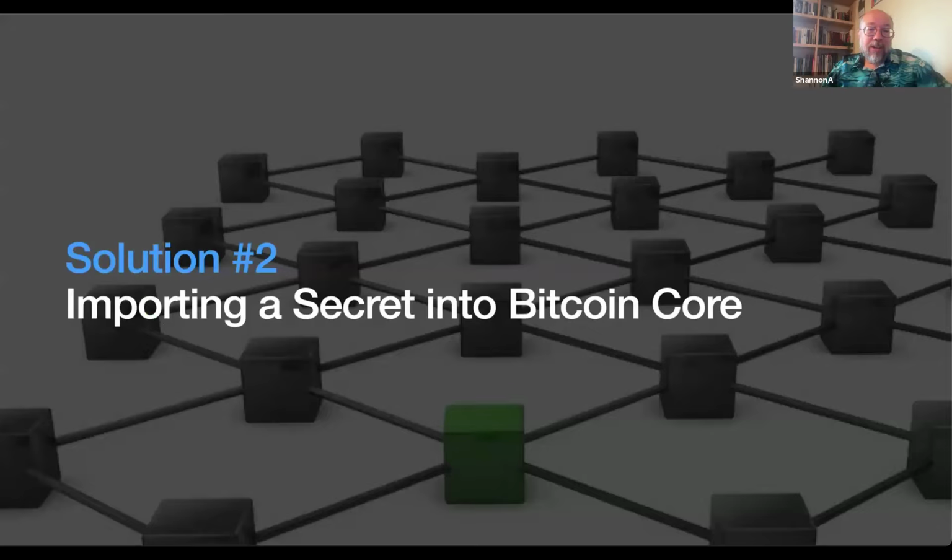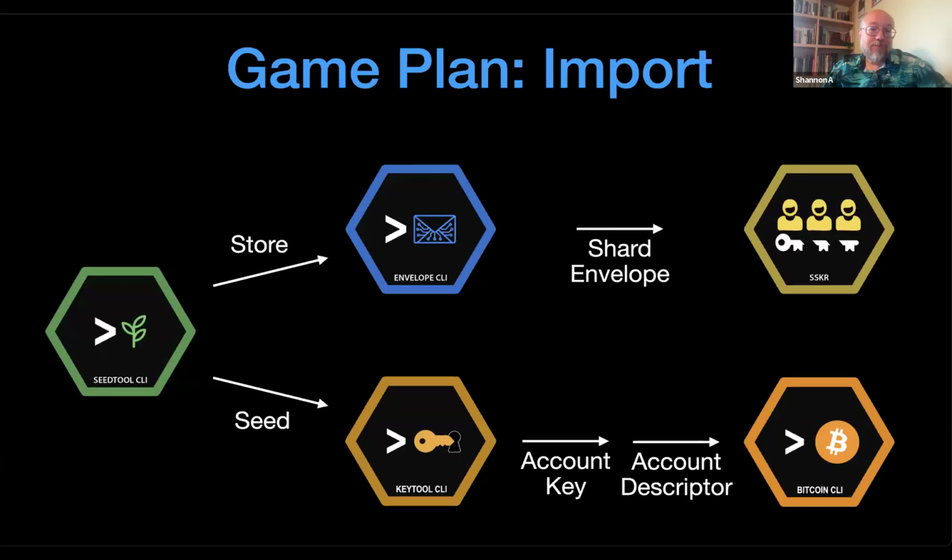So the opposite is importing a secret into Bitcoin Core. And in many ways, I like this one better because it allows you to start with an actual seed, technically BIP39 entropy, which is the standard of interoperability for the majority of the Bitcoin ecosystem. And you can store that seed, you can shard it so that it's protected, and then you can use something to import into a Bitcoin Core, a descriptor as it happens. Here's the game plan here. It's a little more complex, and it comes in two parts.